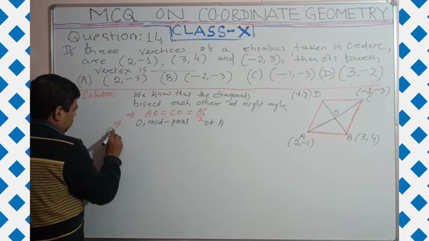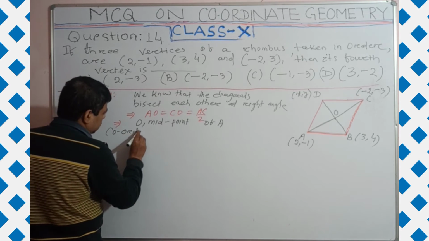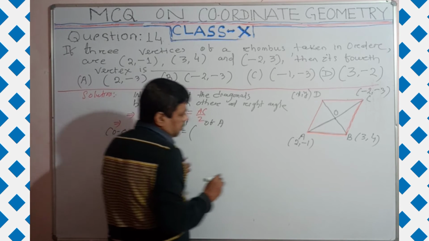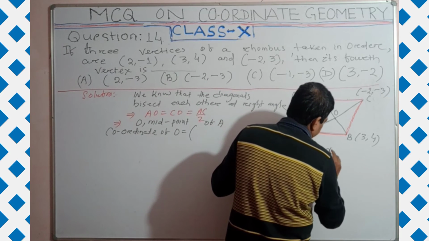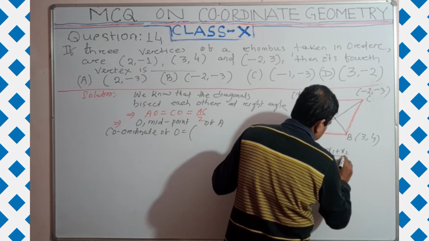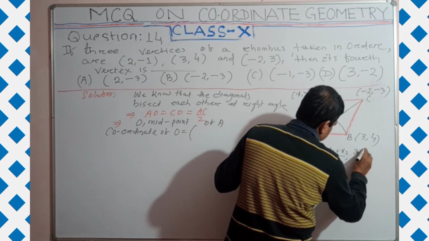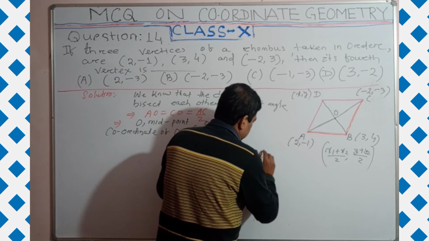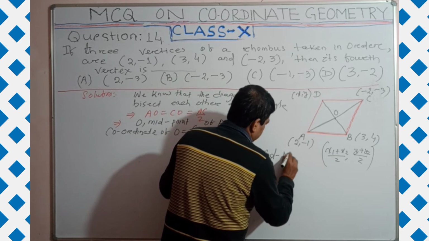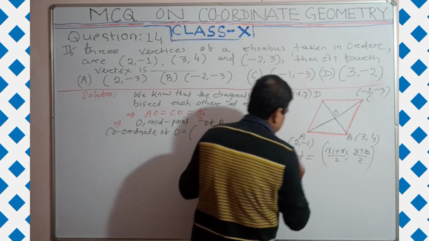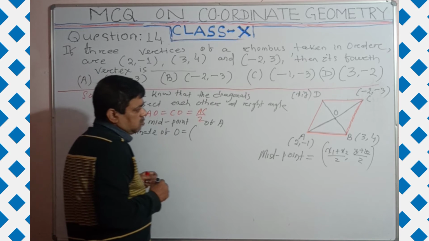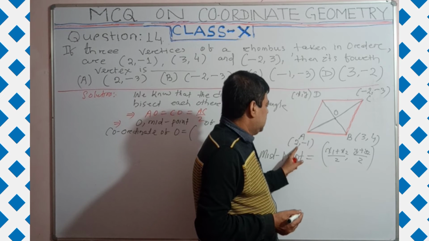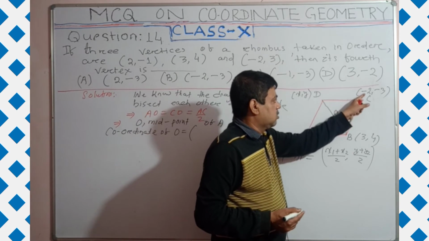What is the coordinate of O? What formula can we use? The midpoint formula: (x1 plus x2) upon 2 and (y1 plus y2) upon 2. This is the formula for the coordinate of the midpoint of a line segment. O is the midpoint of AC, so we take these as x1, y1, x2, y2.